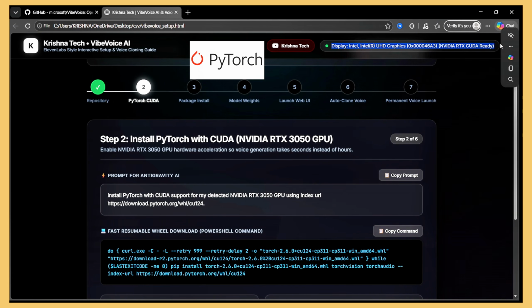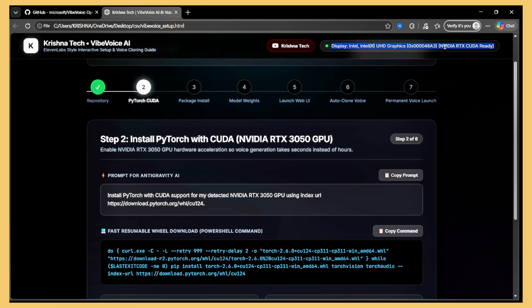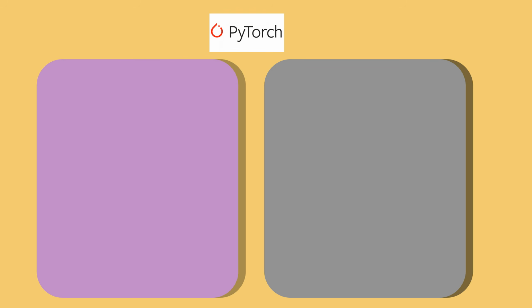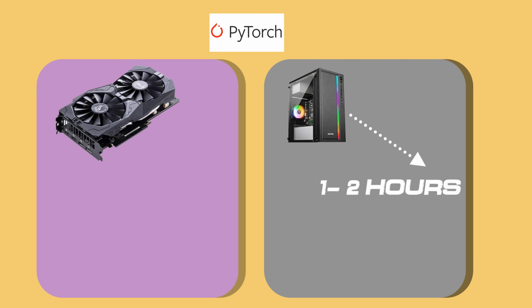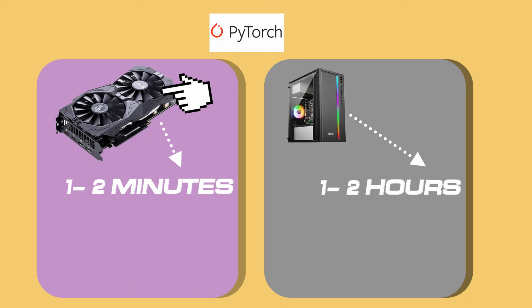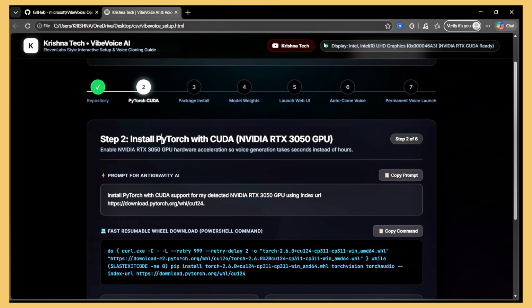Now we need to install PyTorch. So click on this step number 2. Now you can install PyTorch in 2 ways here: GPU support or CPU support. If you use the CPU, generating a single line of speech can take around 1 to 2 hours. But in case of GPU, it can be done within 1 to 2 minutes. So that's why I prefer to connect your PyTorch with GPU. And I have already added an auto-detect GPU feature in this HTML page. So you can check it out here, or you can simply specify your own GPU in the prompt.